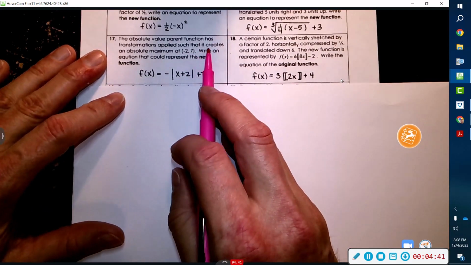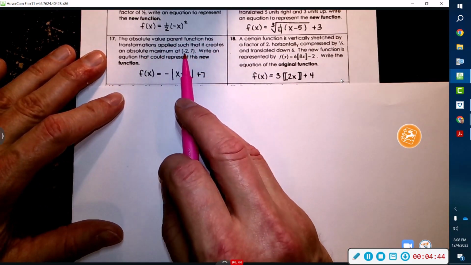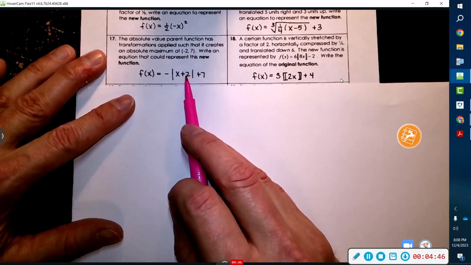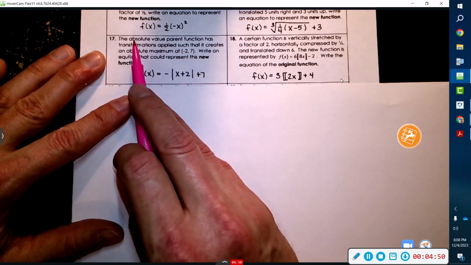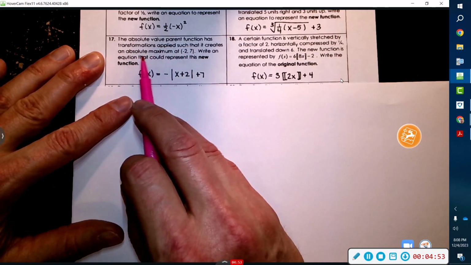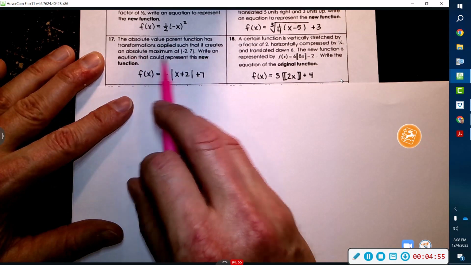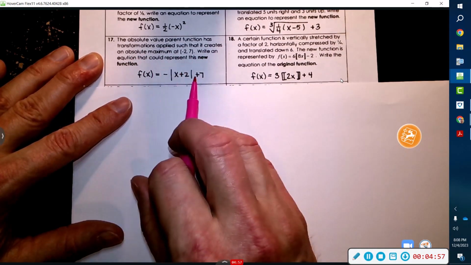Absolute value function says we get a maximum negative 2,7. So there's our negative 2,7. Okay. But then it also has a transformation applied such that it creates an absolute value. Okay, so you could have just left it at that.